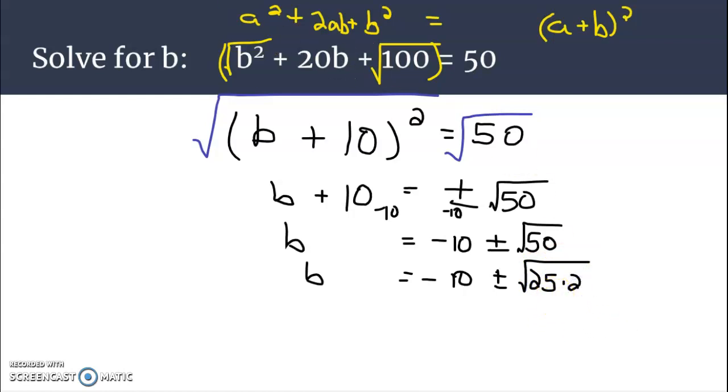I can take the square root of 25, but not 2. The square root of 25 is 5, and I'll write that out in front for final answer. B equals negative 10 plus or minus 5 times the square root of 2.